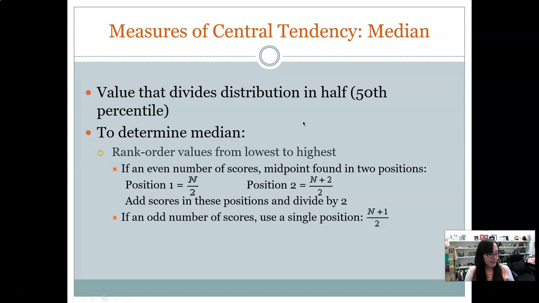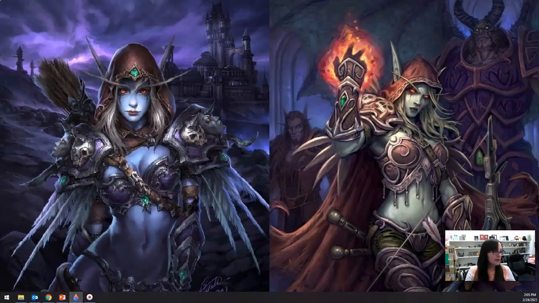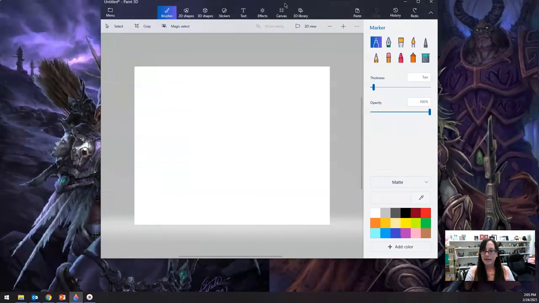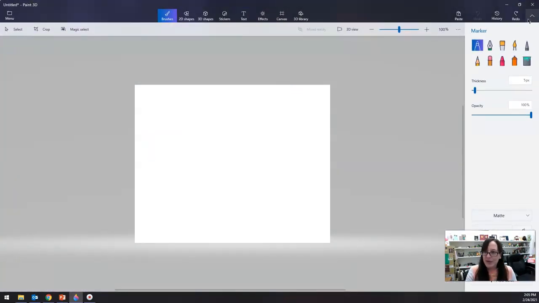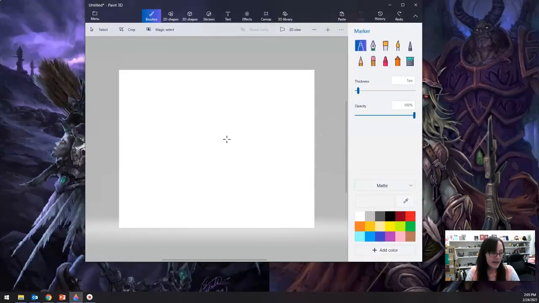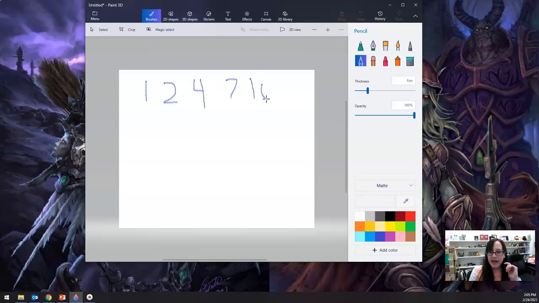Let me give you an example. We're going to bring up my little paint here so that you can see what we would do. Let's use a pencil here instead. So our numbers are 1, 2, 4, 7, 10, and 11.